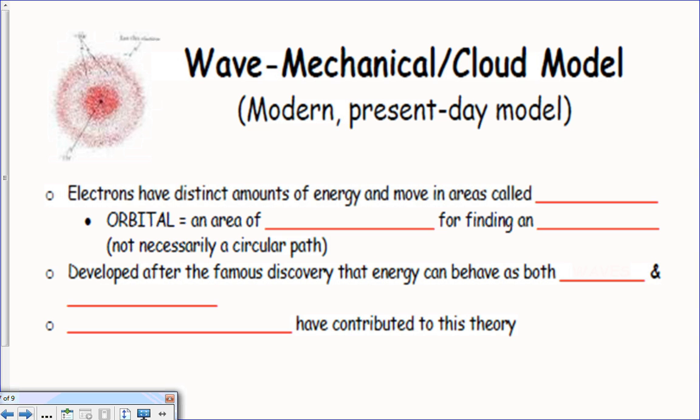Where we are currently, wave mechanical model. Electrons have distinct amounts of energy in areas called orbitals. An orbital is the area of high probability for where an electron will be found. Do you see the picture? See how it's kind of scattered? Because now the theory is more of a cloud. It's a space. Somewhere in this space, you're going to find an electron.